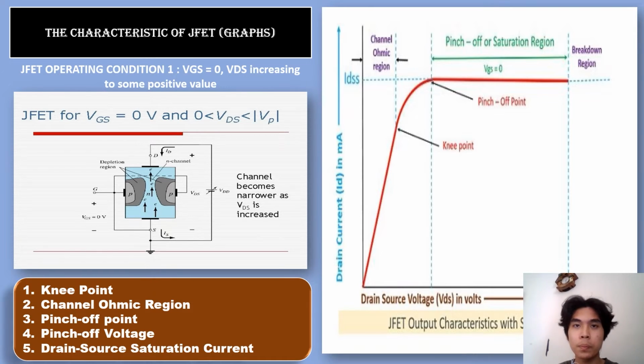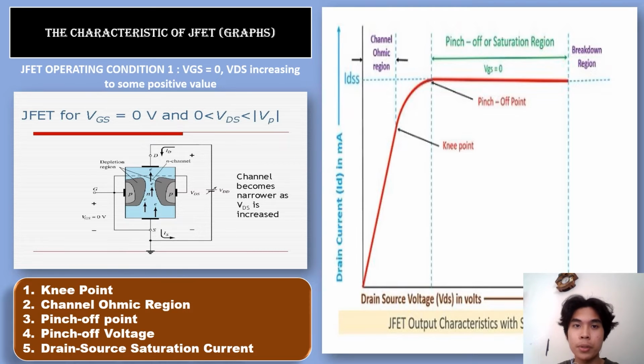The third part is the pinch-off point. The pinch-off point is the point in the curve above which the drain current does not increase no matter how much we increase the drain-to-source voltage. This point is termed the pinch-off point.